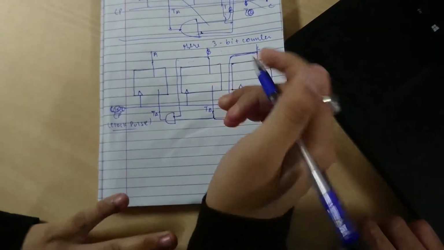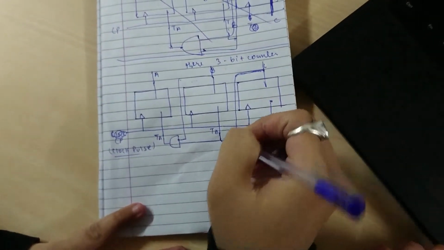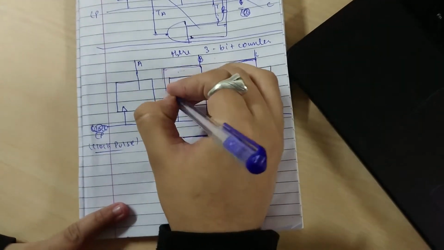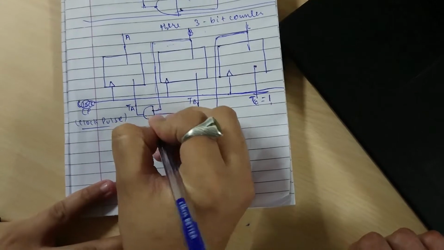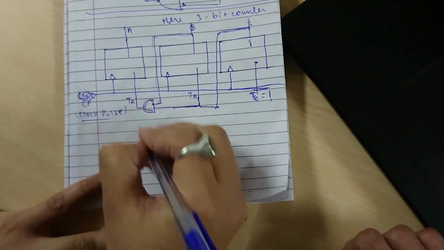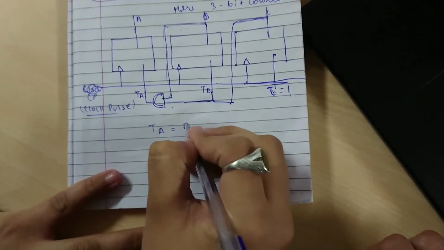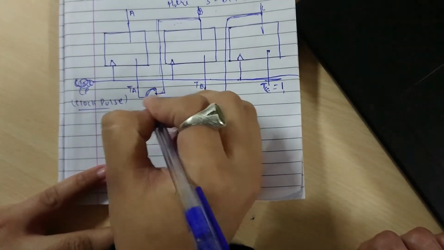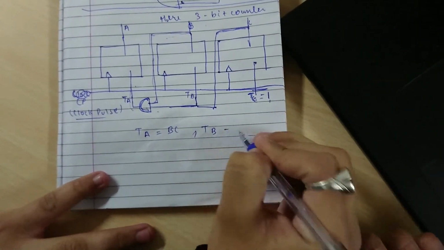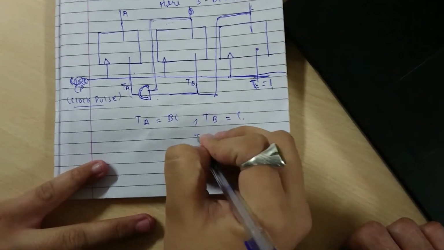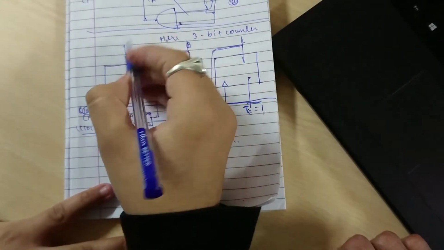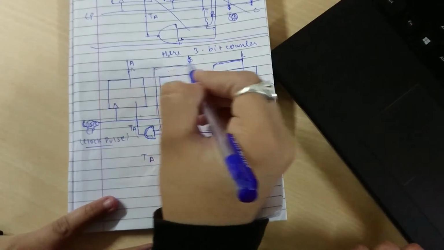So we need an AND. First we take the C wire, and we take the wire of B, and connect them using an AND. So TA has input BC, TB has C, and TC has 1. And you can see that we get output from A, B and C.